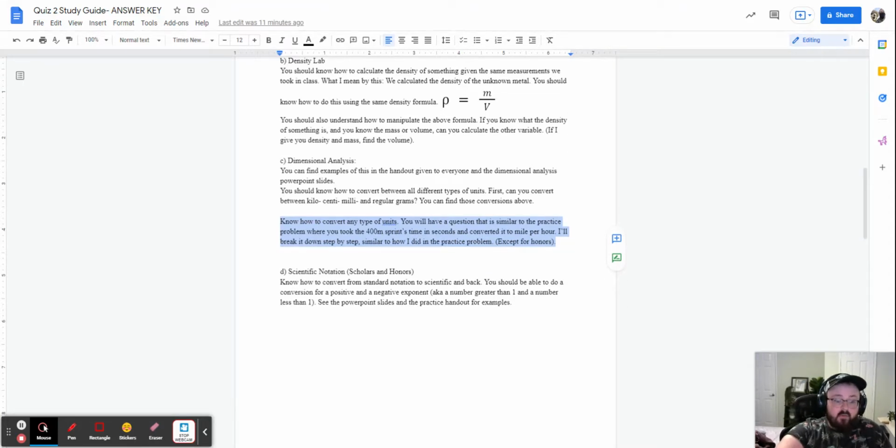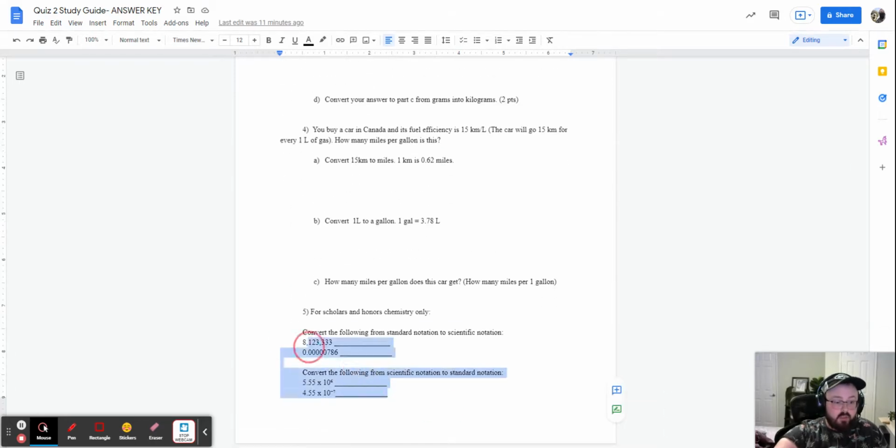Okay, so finally, this is for the scholars and honors kids. We went over scientific notation. You should know, and this is pretty simple, the examples are going to be very simple. Convert from standard notation, which is normal numbers, to scientific notation and back. So going from scientific notation to normal standard notation. So you're going to see this. You should be able to do a conversion for a positive and a negative exponent, also known as a number greater than 1 and a number less than 1. So literally, this is that simple.